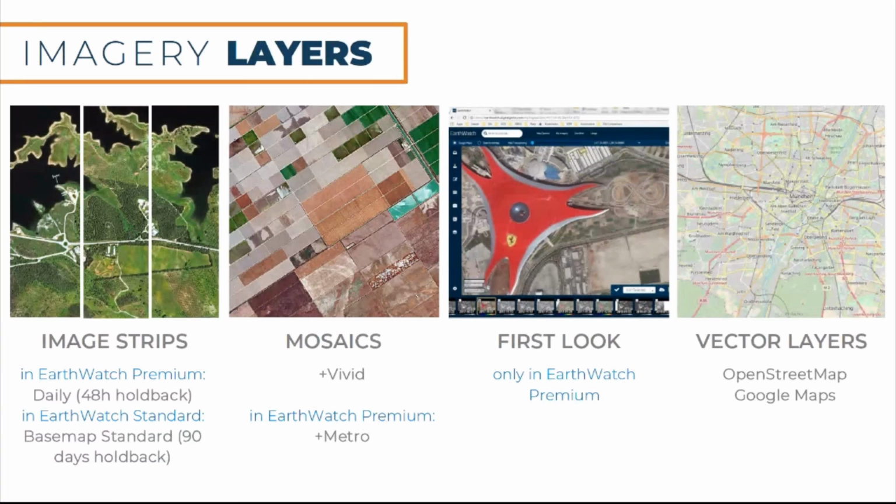EarthWatch Standard includes the global basemap layer instead of daily. It's a curated version of the best imagery based on cloud cover and off-nadir angle. The holdback is 90 days, so an image will be available in the platform only 90 days after acquisition. EarthWatch Standard includes Vivid, but neither Metro nor First Look. There is no access to the whole catalog in EarthWatch Standard. In the background of all EarthWatch offerings, you can display OpenStreetMap and Google Maps vector sets.